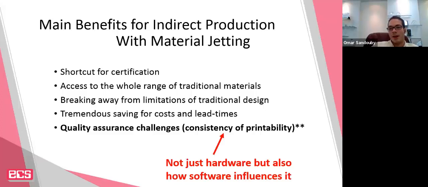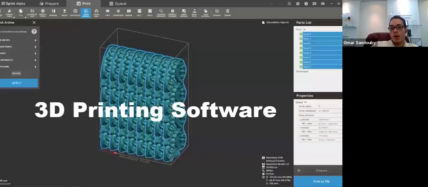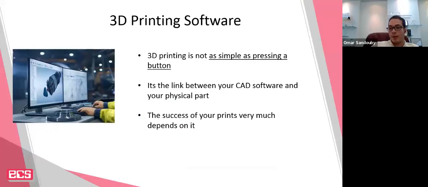And when it comes to the consistency of printability, it's not just a matter of hardware as many people might consider. Software and choosing the right orientation and creating the right support plays a very important role in that. So 3D printing software, generally, people might think that 3D printing, of course, is easier. Of course, it's like a smart building manufacturing method compared to traditional manufacturing processes. You leave the printer running and the printer would do all the geometry creation by itself.